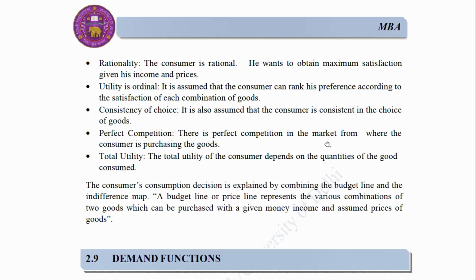The consumer's consumption decision is explained by combining the budget line and the indifference map. A budget line or price line represents the various combinations of two goods which can be purchased with a given money income and assumed prices of goods.